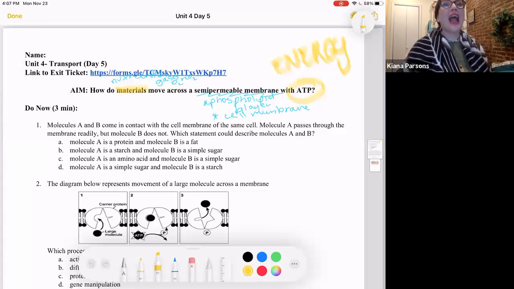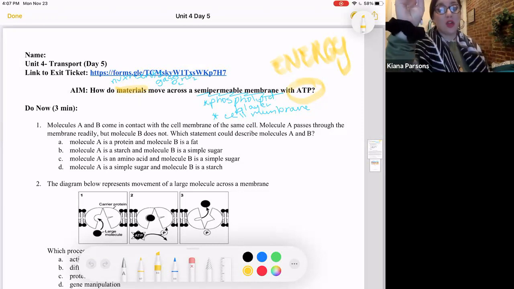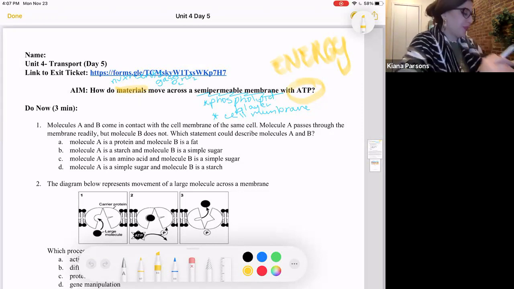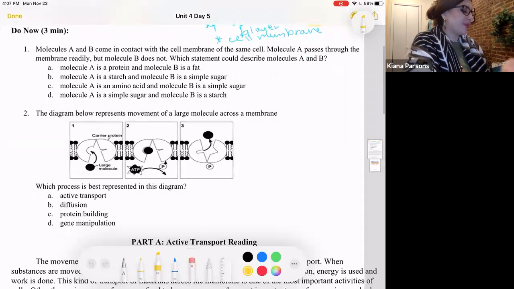However, active transport is contrasted because active transport requires energy. Active transport goes against the concentration gradient. So it goes from an area of low concentration to high. All right, so let's go ahead and get started.